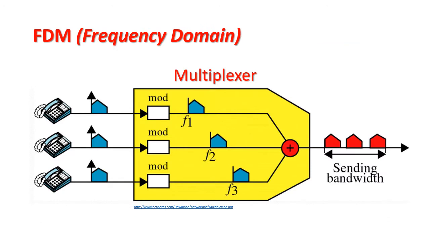If we look at FDM in the frequency domain, it actually looks pretty similar to the time domain. But now you can see clearly that frequencies F1, F2, and F3 are far apart, so they do not interfere with each other. And in the channel, it is clear that all the frequencies have guard bands between them to make sure that interference will not occur.